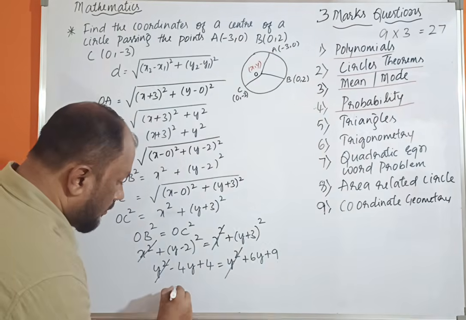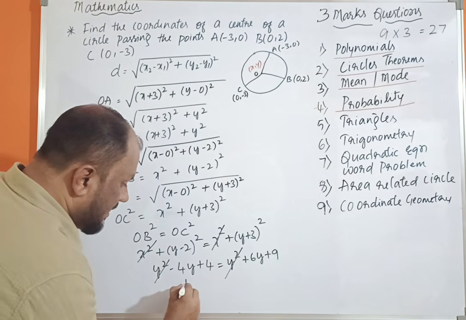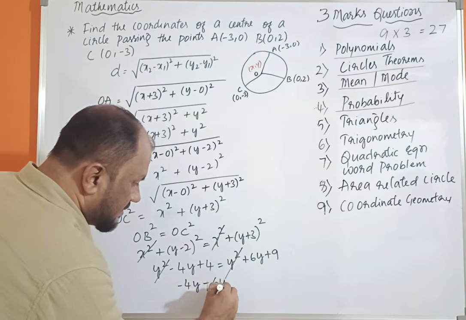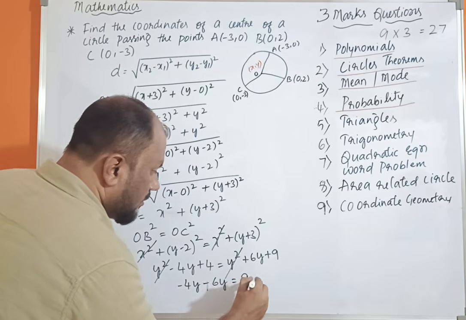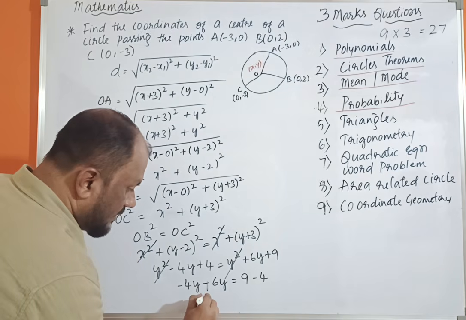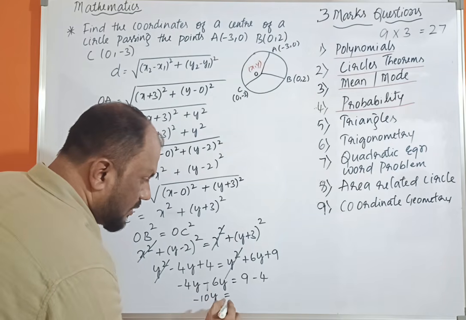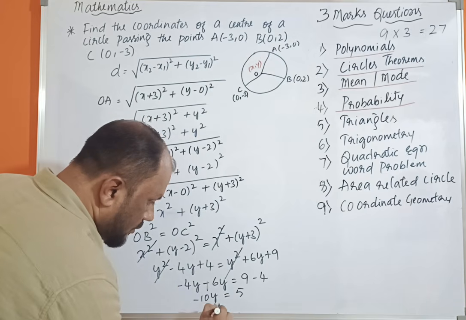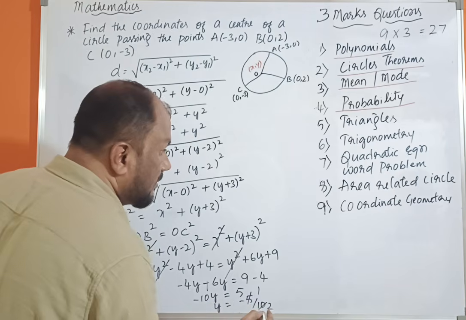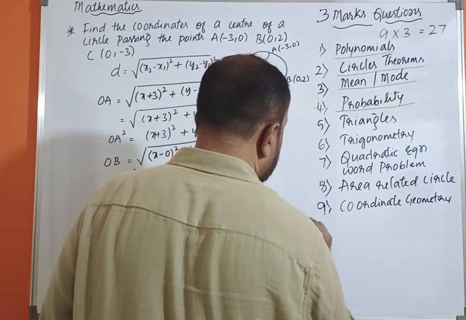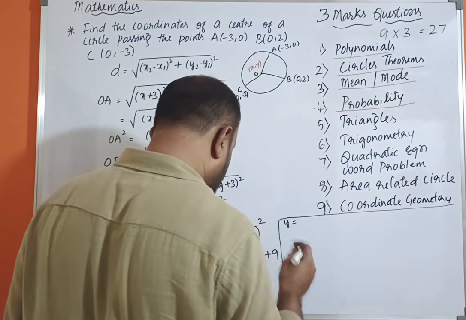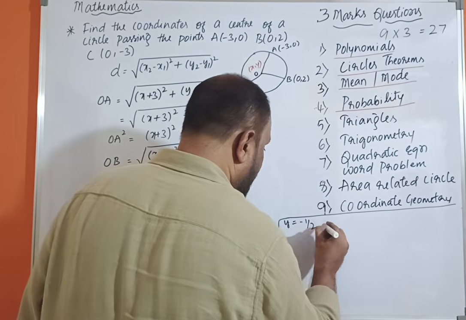So now minus 4y, transpose 6y, now it is minus 6y, is equal to 9. 9 as it is, transpose 4, minus 4. Now minus 10y is equal to 9 minus 4 is 5. So y is equal to minus 5 by 10. 5 one time, 5 two times. So we got the value of y. y is equal to minus 1 by 2.